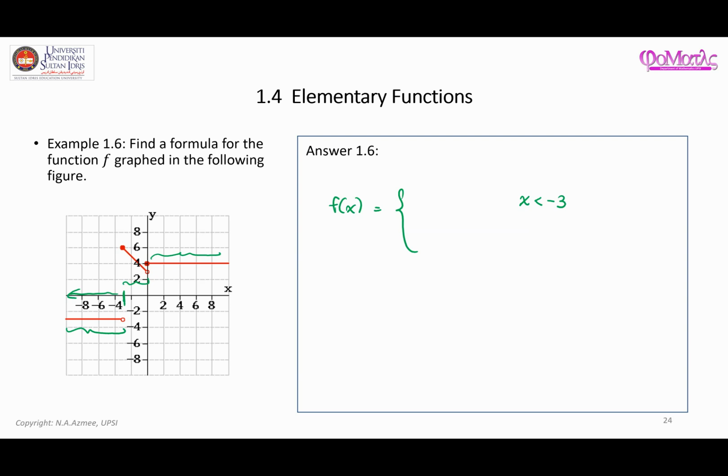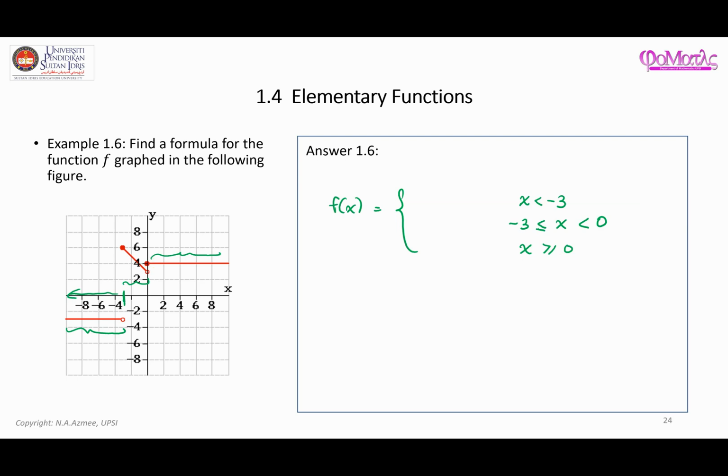So now the second domain is x greater than or equal to -3 and less than 0. And the last domain here is x greater than or equal to 0. So those are the three domains.